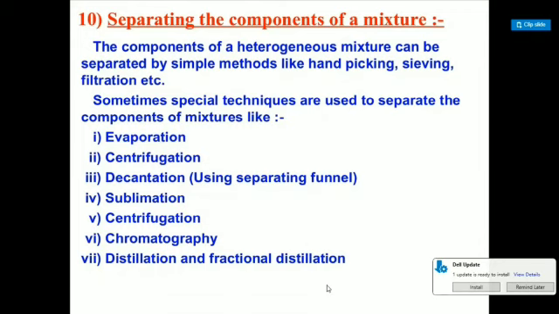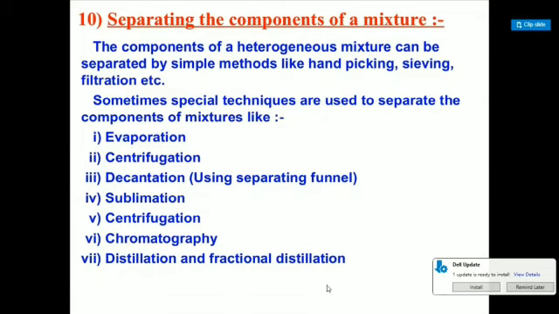The components of a heterogeneous mixture, which you have already studied, can be separated by simple methods like hand picking, sieving, filtration, etc. For example, when some pebbles mix in pulses or rice, your mother separates them by hand picking. By sieving you can separate tea leaves from the tea, or by filtration you can separate in the same way.